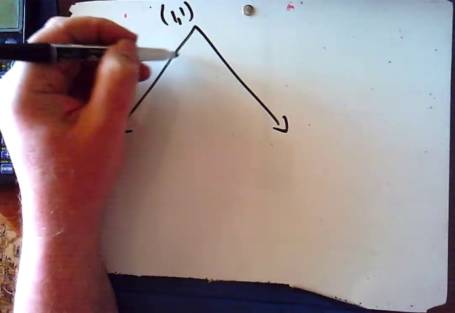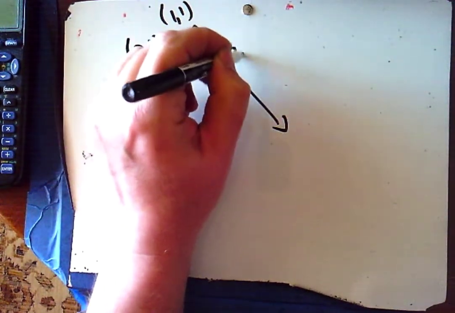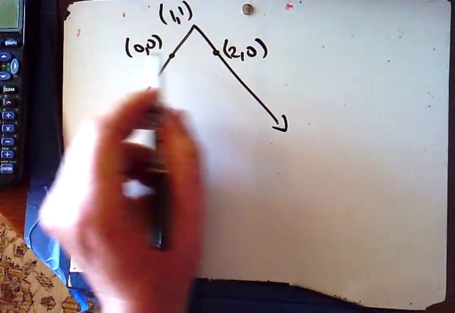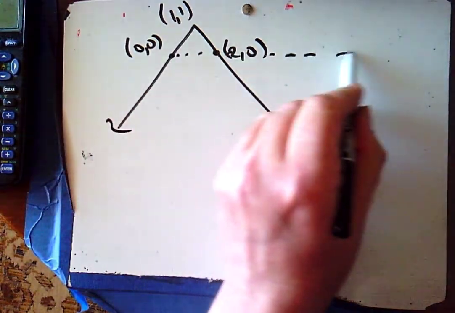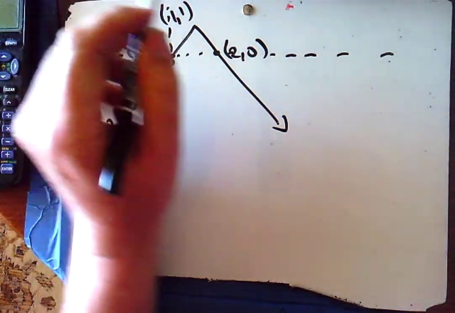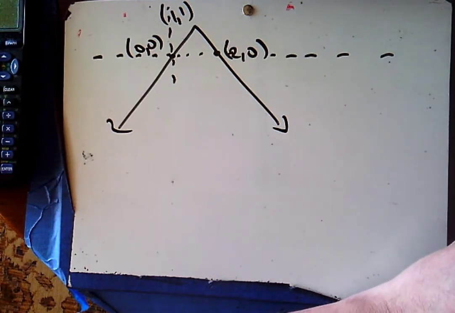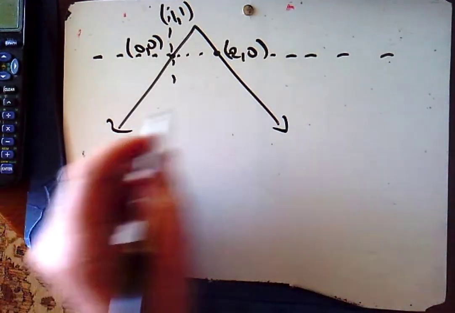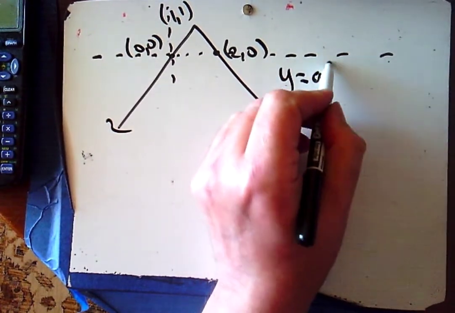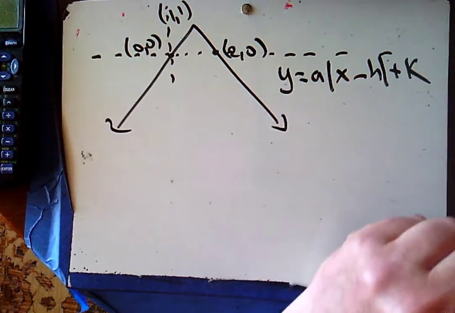This is (1, 1). This is (0, 0). And this is (2, 0). Which I guess means that this is the x-axis, and this is the y-axis. Okay. So, why don't you write the equation for this function? Come back when you're done. Were you able to see that this was an absolute value function, and so your general form might be y equals a times absolute value of (x minus h) plus k?